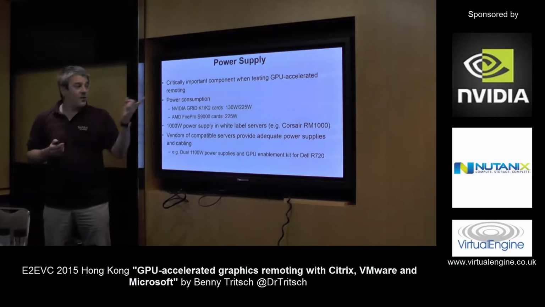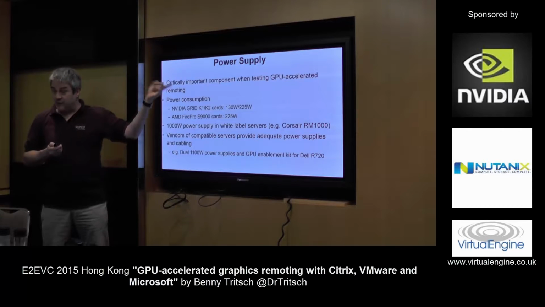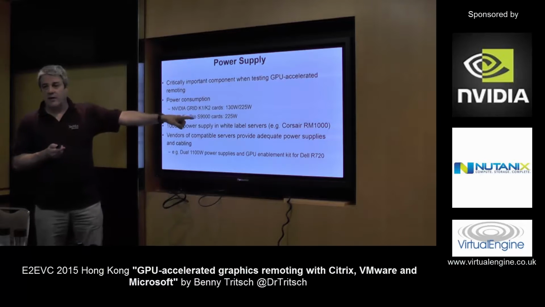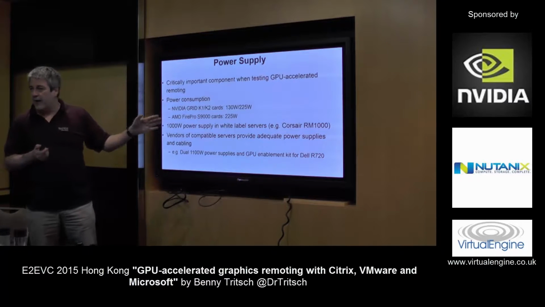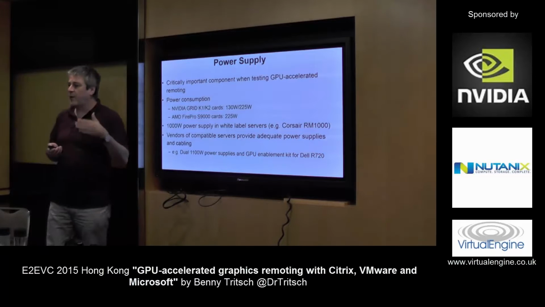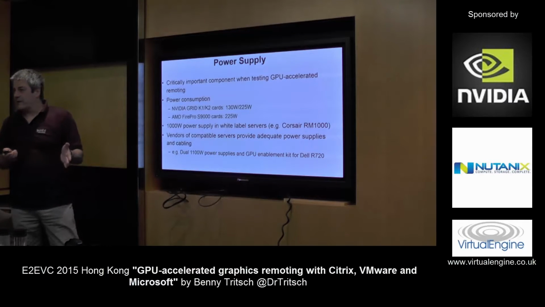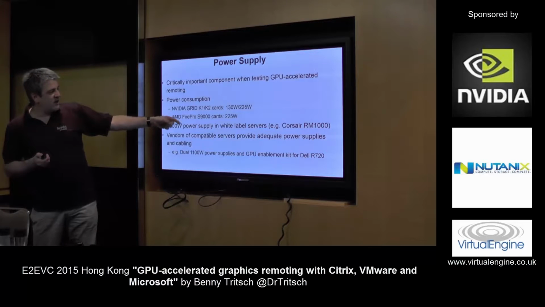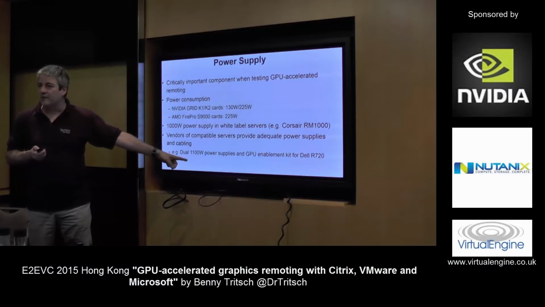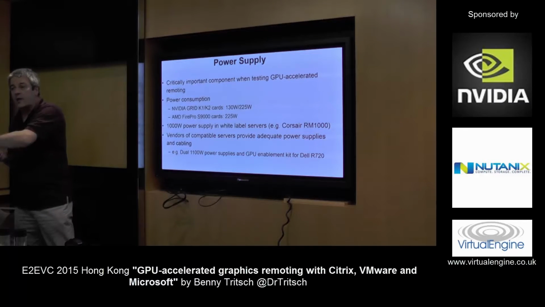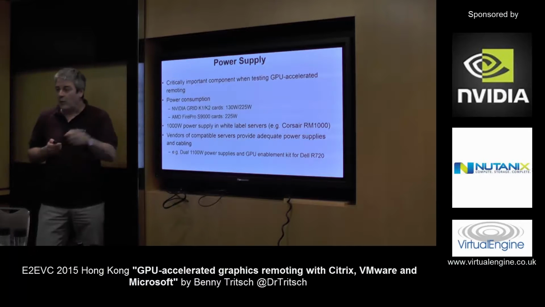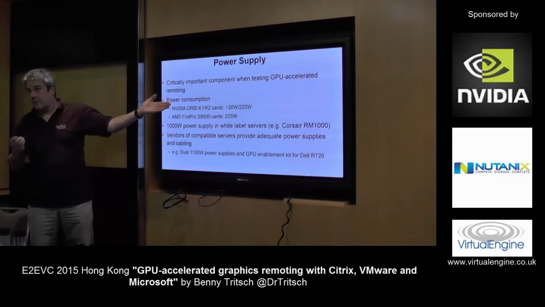The other thing, and he mentioned that already, is power supply. Because the grid cards and also the AMD cards are power hungry, you have to make sure that your power supplies support that. The white label servers we built have 1,000 watt power supplies. The Dell servers have 1100 watt power supplies. If you buy another one, the machine will not boot. As soon as you plug in the grid card, they will simply not boot. The white label servers will boot, but they will not work properly.